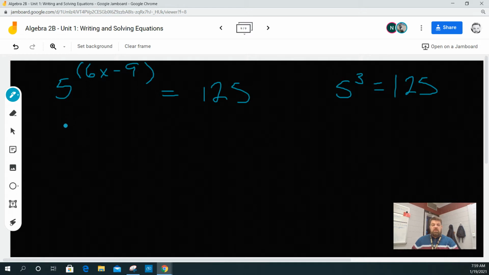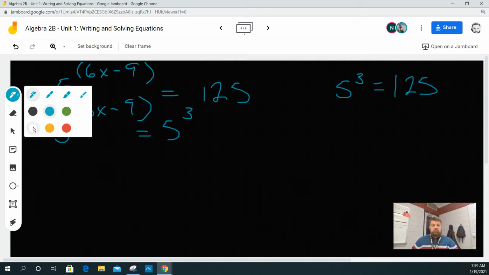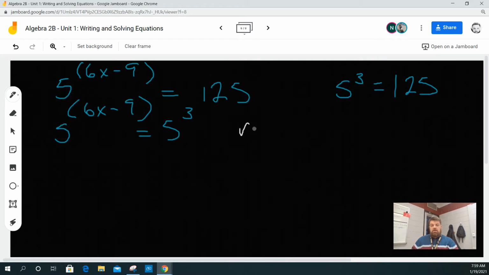So the first thing that we're going to do is rewrite 125 as 5 to the third power. Okay? So rewrite 125 as 5 to the third.